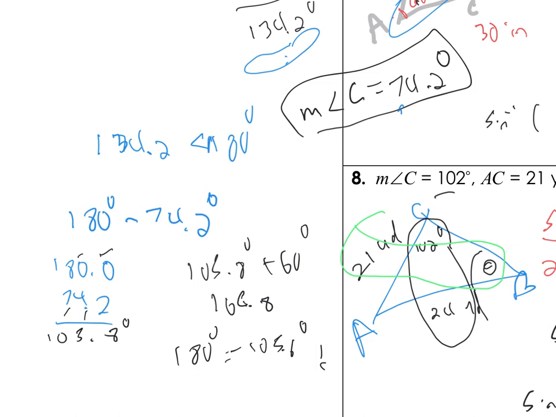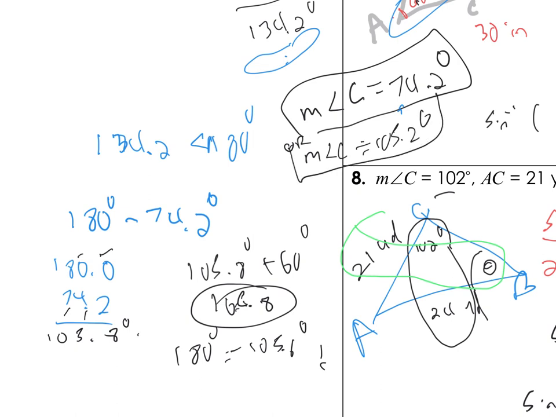So that means this is a possible answer, as well as our 74.2. So the measure of angle C could also be the 105.8 degrees. There are two possible answers, because both answers would add up with the 60 just fine, leaving room for a third. That's where the ambiguous case comes from. It is the more difficult case.